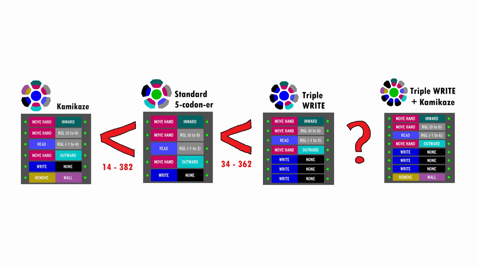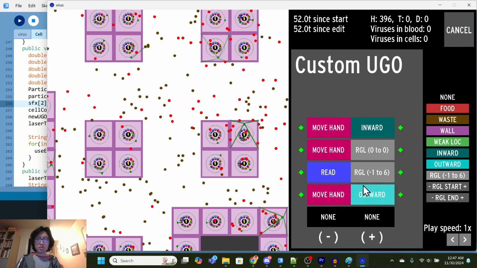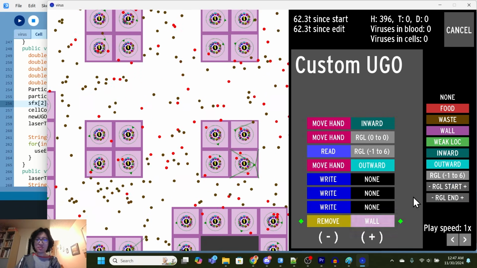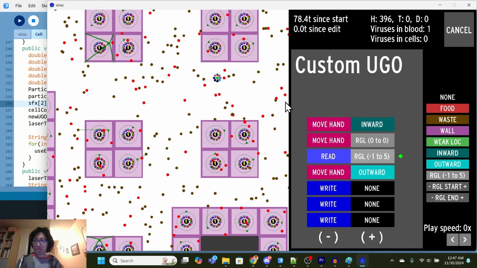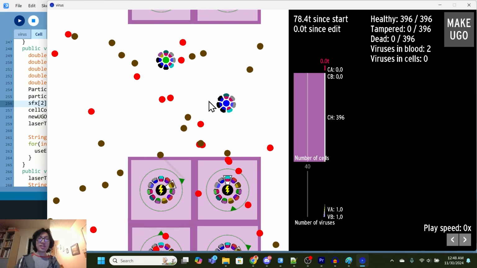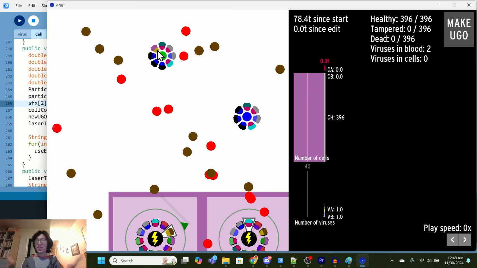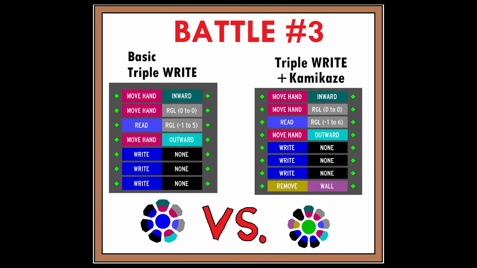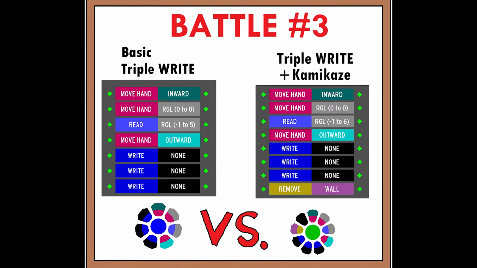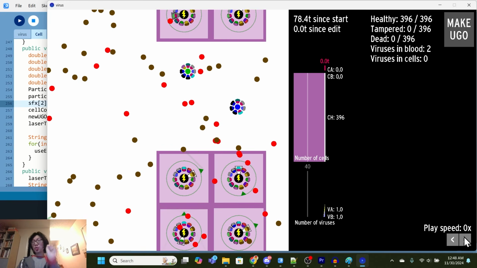What if we tested the variant with both the 3 write commands and a remove wall command? How will that one compare to the current frontrunner, the triple write? So now we have our final head-to-head, blue versus green, triple write versus triple write plus the remove wall command. Which one do you think will infect faster? Battle number 3. Basic triple write versus triple write plus kamikaze. Make your predictions and we'll find out in 3, 2, 1, go!